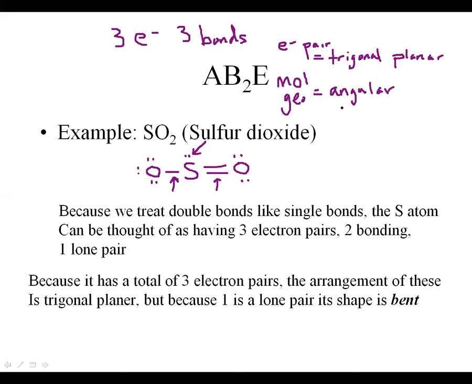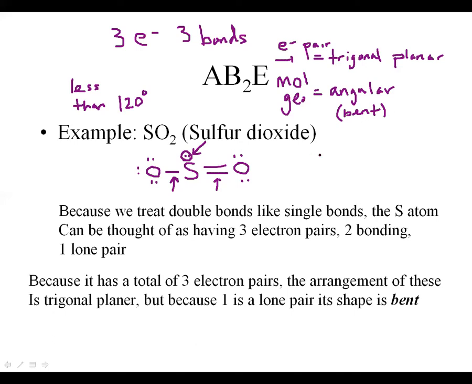Some people call it bent, or bent angular, but angular as well. It has a bond angle of a little bit less than 120 degrees. The bond angle is based on the electron pair geometry. So 3 electron pairs is trigonal planar, which is 120 degrees. But because this one is a non-bonding pair, there's a little bit more room for those to spread out, and we get a bond angle that's a little less than 120 degrees.